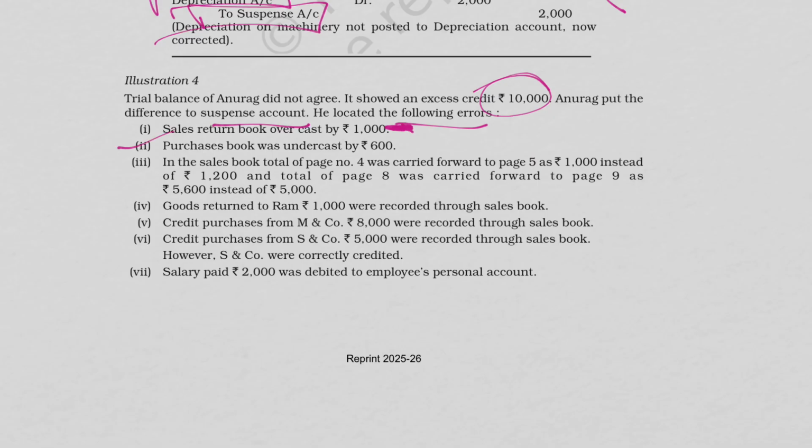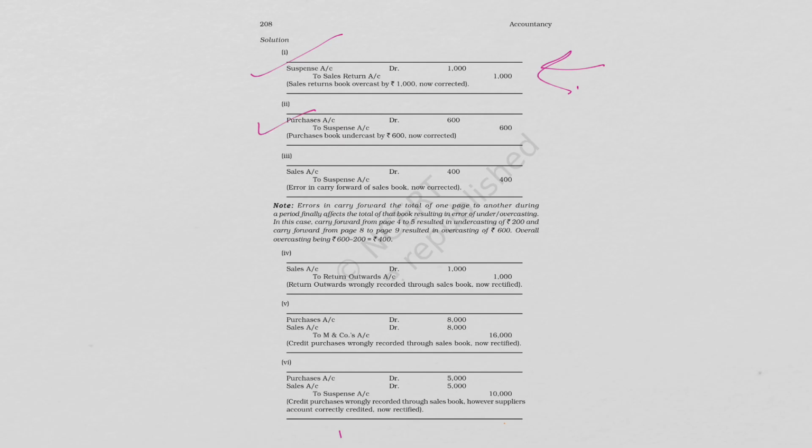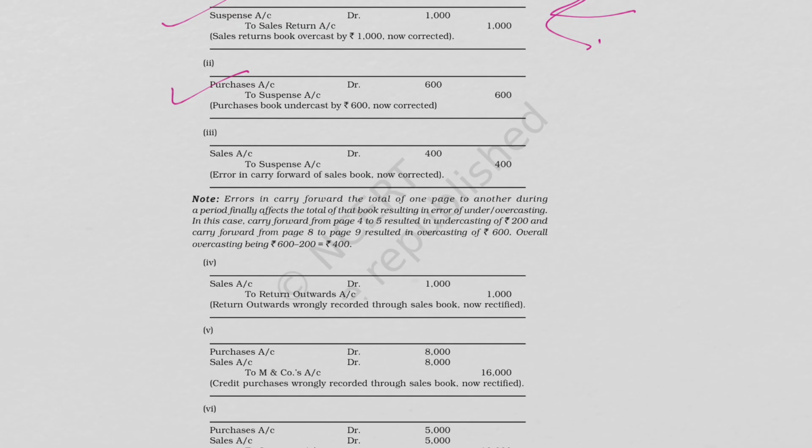Next we have purchases book was undercast by 600. So purchases usually has the debit balance. So it was undercast by 600. So we'll pass purchases account debit 600 to suspense account.